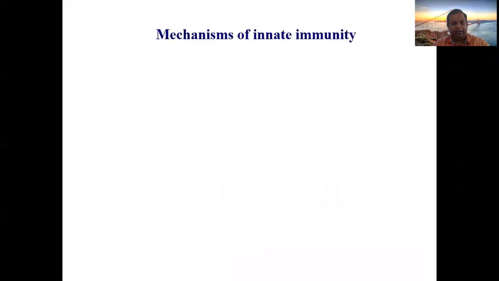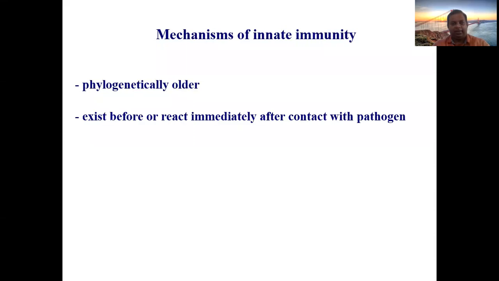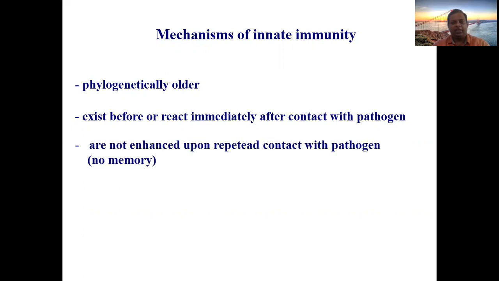You can see here how it works. Mechanism. Prior to that, it's older phylogenetically. It's the first defense mechanism existing. It exists before and reacts immediately after contact with a pathogen. So its action is rapid, and not enhanced upon repeated contact with the pathogen. So there is no memory. It's just a first-line defense.